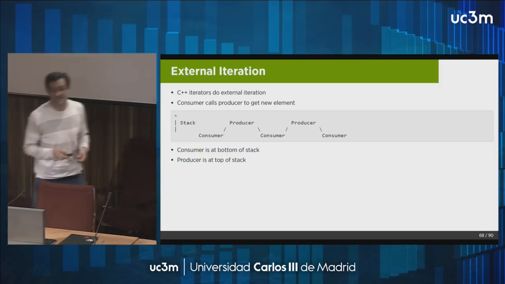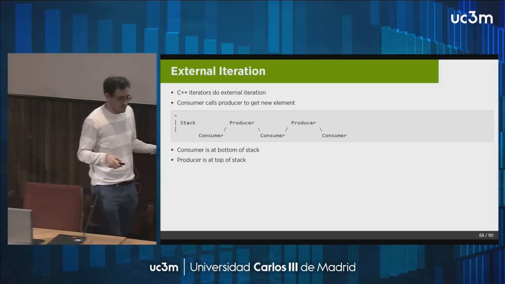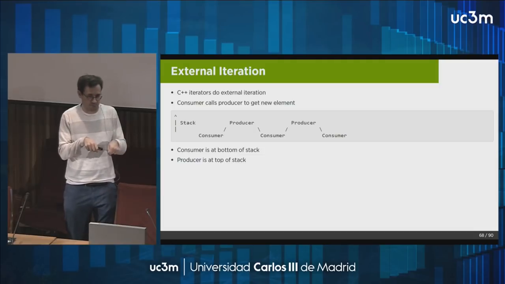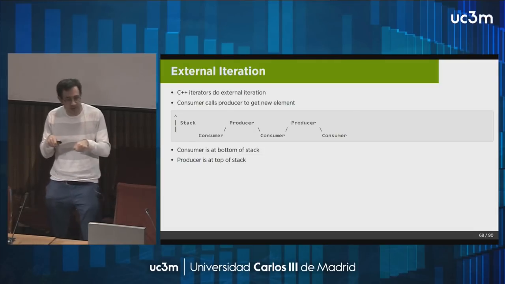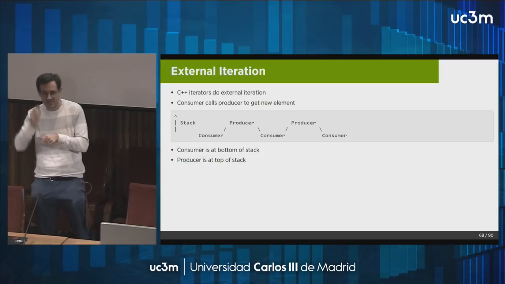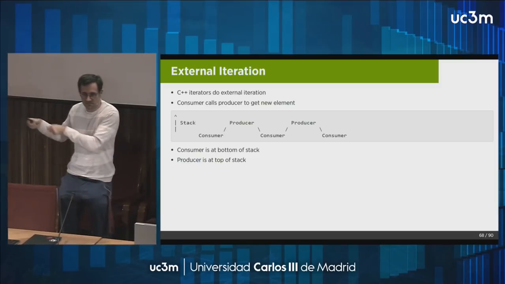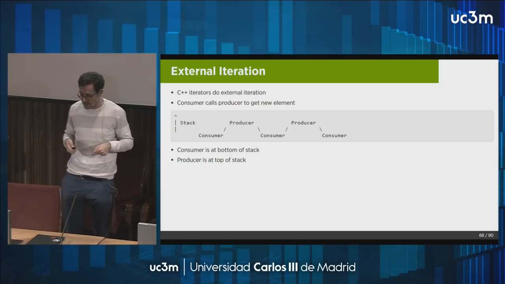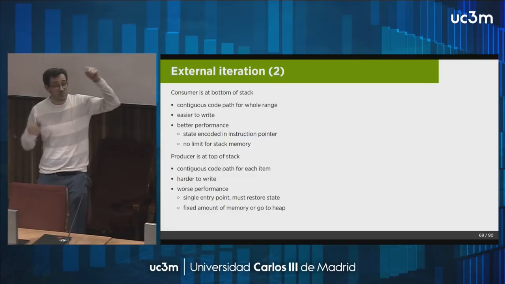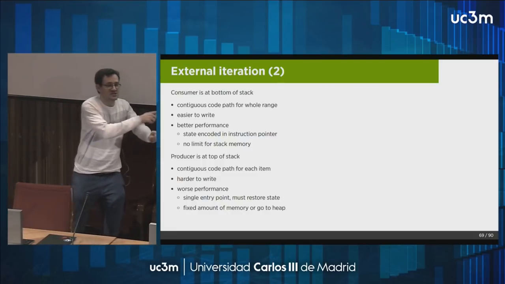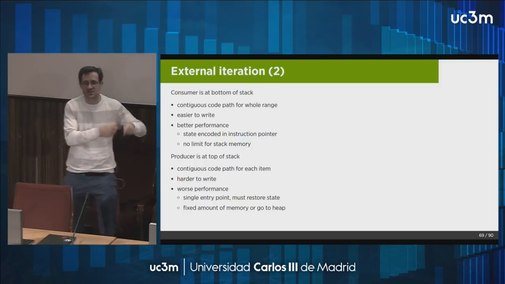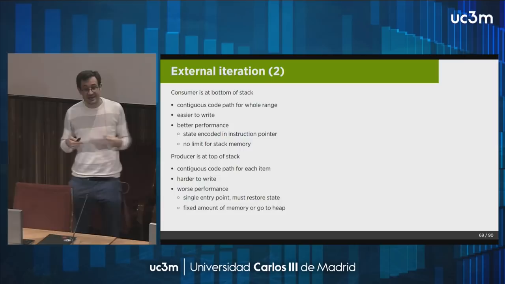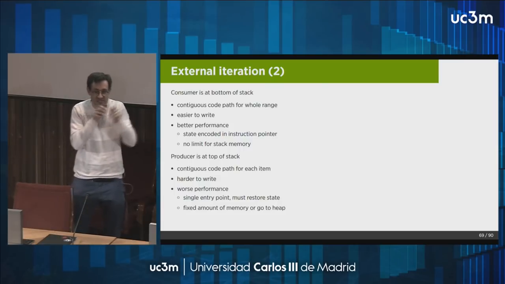C++ iterators do external iteration. What is that? Essentially, the consumer of your data is sitting at the bottom of the stack. It's running along, and every time it needs some data, it'll call the producer and say, hey, star it, plus plus it, give me data. And it'll just do that as long as there is still data to produce. Now, the consumer is at the bottom of the stack and the producer is at the top of the stack. To be at the bottom of the stack is always nice because you have a contiguous code path. You can write one program that goes through your whole input, or rather your whole output, and processes it. While the producer gets called only for each item, and it only has a contiguous code path for each item.